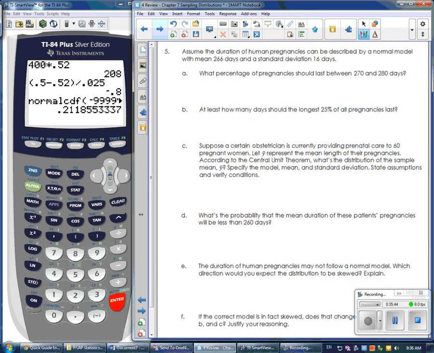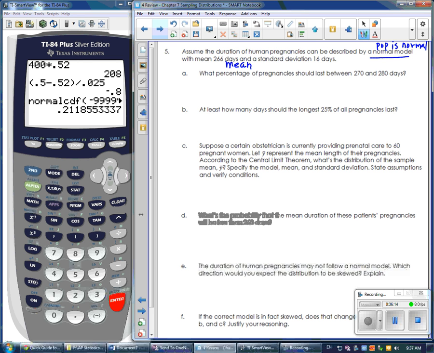This is number 5. It says, assume the duration of human pregnancies can be described by a normal model with a mean of 266 days and a standard deviation of 16 days. So there are a bunch of things here that clue me into the fact that this problem is dealing with means. I'm given the description of the population. So this is telling me that the population is normal. That's good to know. I'm also given the mean and the standard deviation of the population.